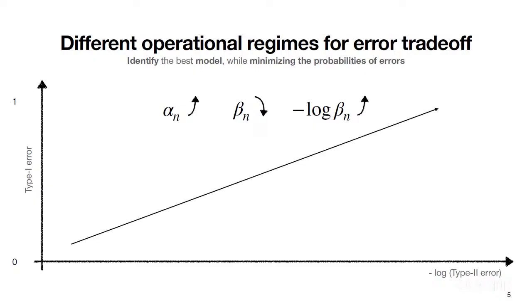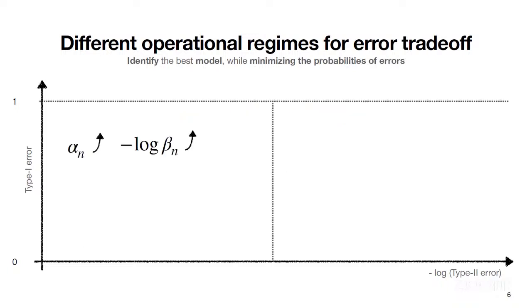So if we have a coordinate with the x-axis as minus log type 2 error and the vertical axis as type 1 error, then we can draw a diagram. You'll see that usually it will be monotone increasing in this coordinate. Alpha n goes up and minus log beta n also goes up. So if you draw a diagram for specific n in practice, sometimes the curve will look like this.